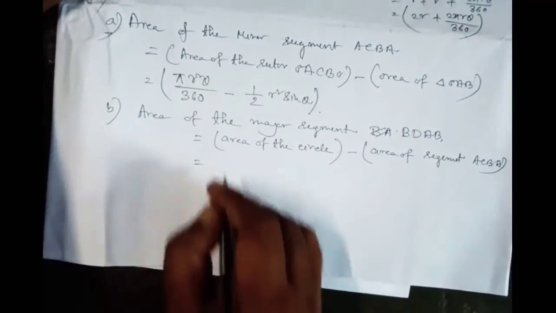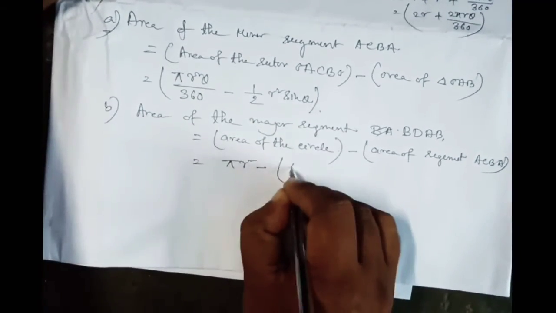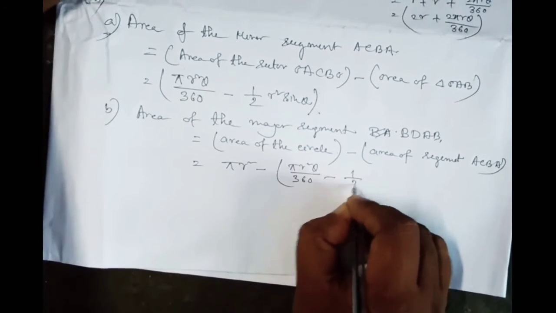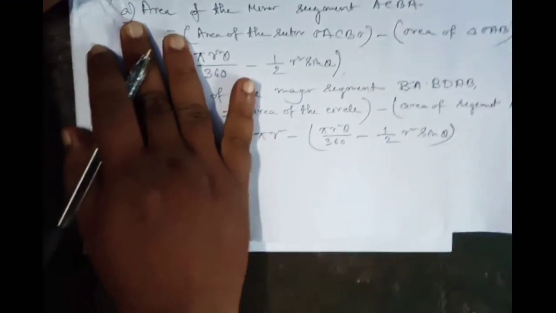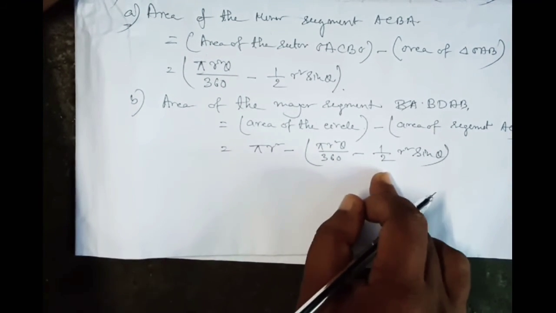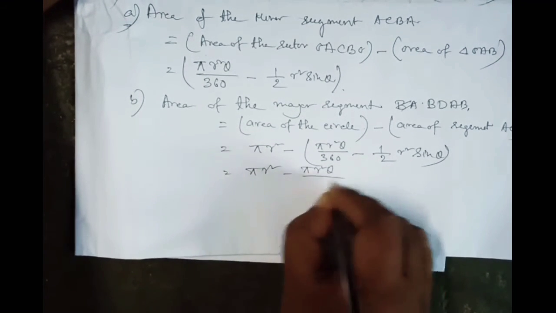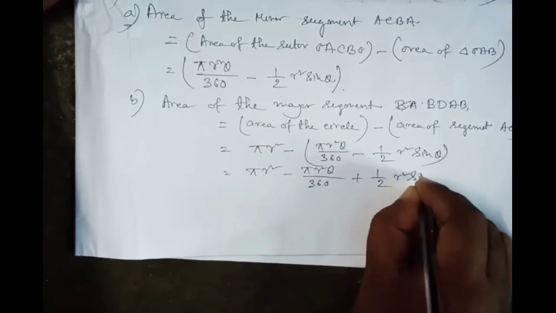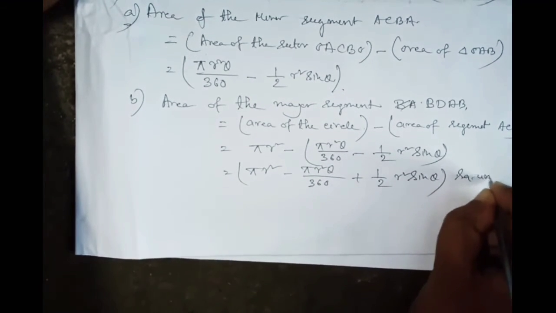Now area of the circle means pi r square, minus area of ACBA, that is pi r square theta by 360 minus half r square sin theta. If we calculate it, this will be the answer. So if we write it again, pi r square minus pi r square theta by 360 plus half into r square sin theta, obviously in square units.